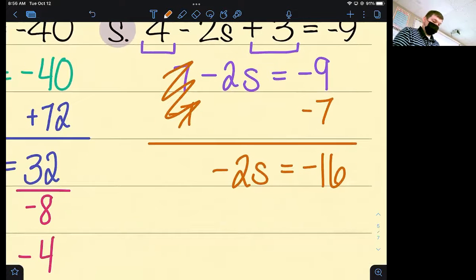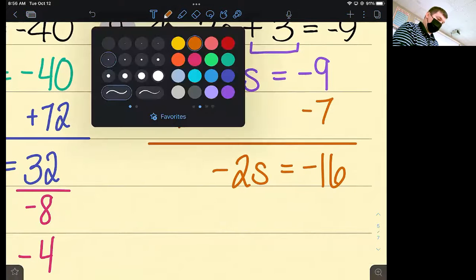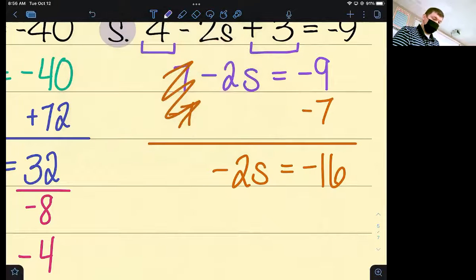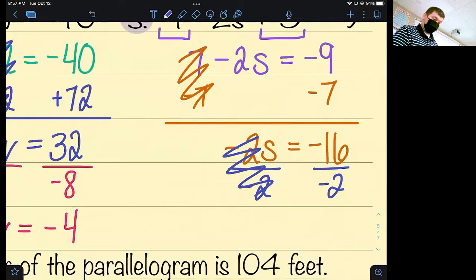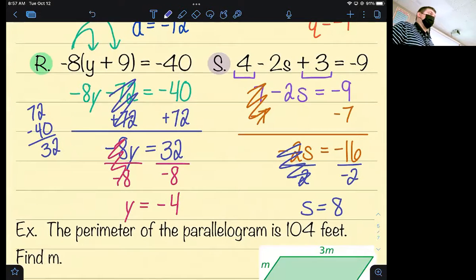Okay. Ella, what's our next step? Divide negative 2 on both sides. Remember, she didn't say add 2, right? Because it's being multiplied. So we're going to divide by negative 2 on both sides because we want to get rid of the multiplying by negative 2. So we divide. And Ella, what's negative 16 divided by negative 2? 8. That's as tough as it's going to get.